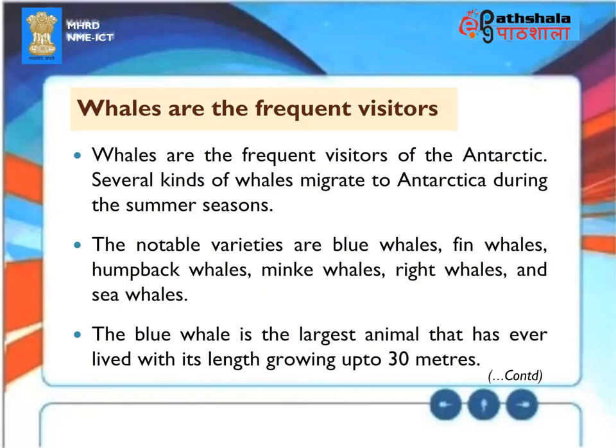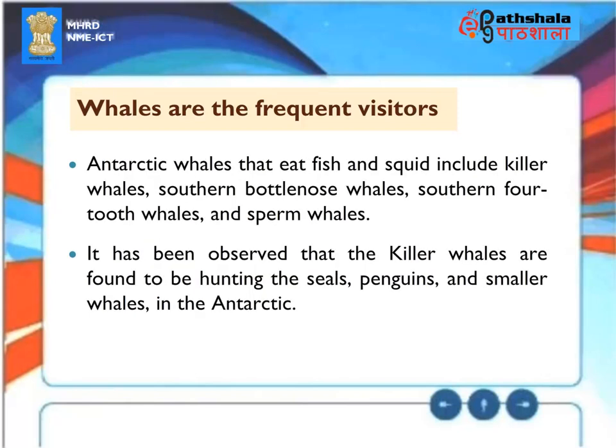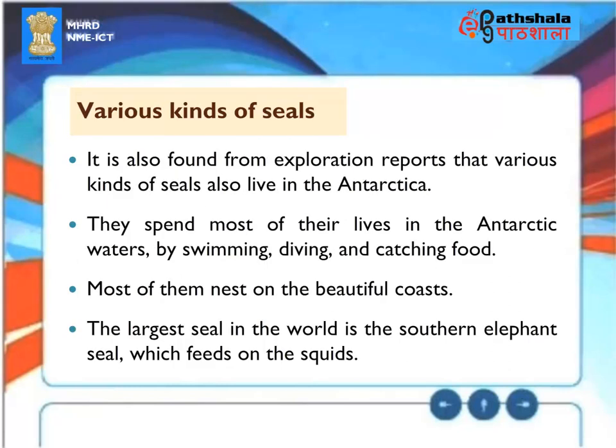Whales are the frequent visitors of the Antarctic. Several kinds of whales migrate to Antarctica during the summer seasons. The notable varieties are blue whales, fin whales, humpback whales, minke whales, right whales, and sei whales. The blue whale is the largest animal that has ever lived, with its length growing up to 30 meters. Antarctic whales that eat fish and squid include killer whales, southern bottlenose whales, southern four-toothed whales, and sperm whales. It has been observed that the killer whales hunt seals, penguins, and smaller whales in the Antarctic.